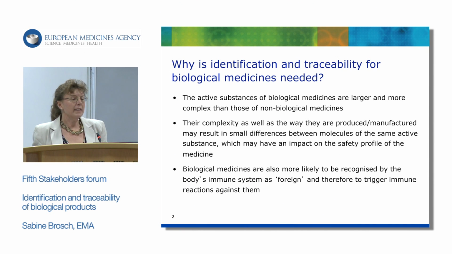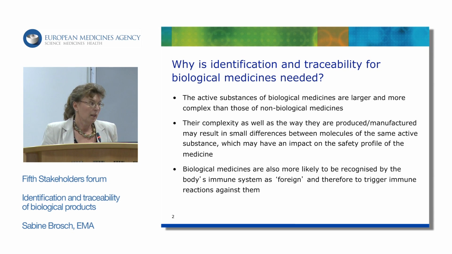If you look at why the identification and the traceability for biological medicinal products is needed, there are a few points that we also need to consider. Biological medicinal products are based on active substances which are larger and more complex in their structure, mainly referring to proteins. So they are quite different from the classical molecules that we have dealt with in the past. They are complex, not only in their structure, but also in the way they are produced and manufactured. As a result, there may be small differences which may have a big impact on the safety profile of a medicinal product.